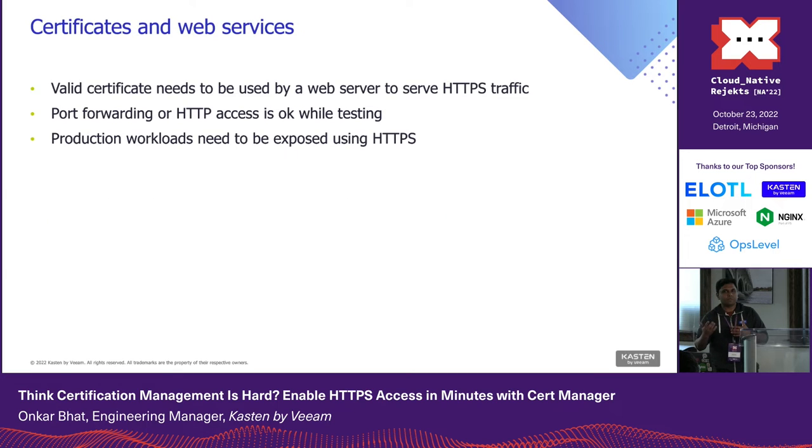So now that we've learned why we need a certificate and how we trust it, where do we use it? If you are deploying a web service that needs to serve HTTPS traffic, that's where you're going to use that certificate. When you deploy a web service for testing purposes, you can use port forwarding, you can use HTTP. But if you're serving production traffic and you want to do HTTPS, you have to make sure you're doing the right thing with your certificates and deploying the app with it.